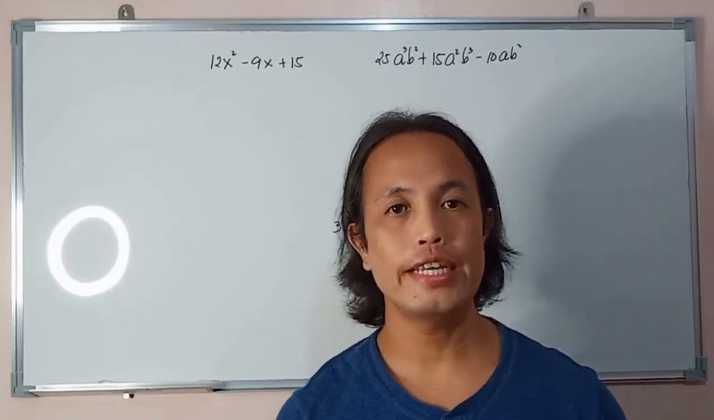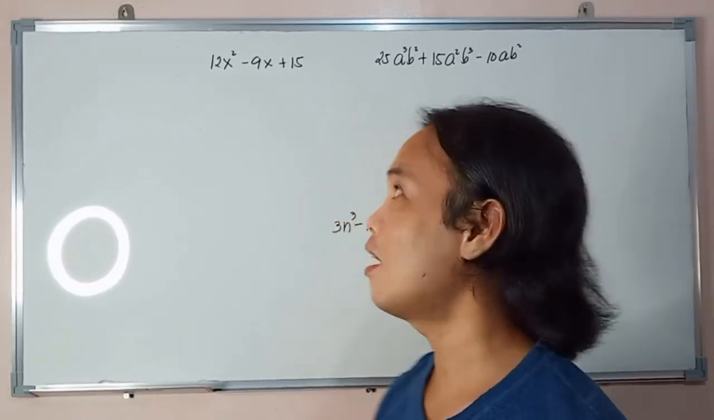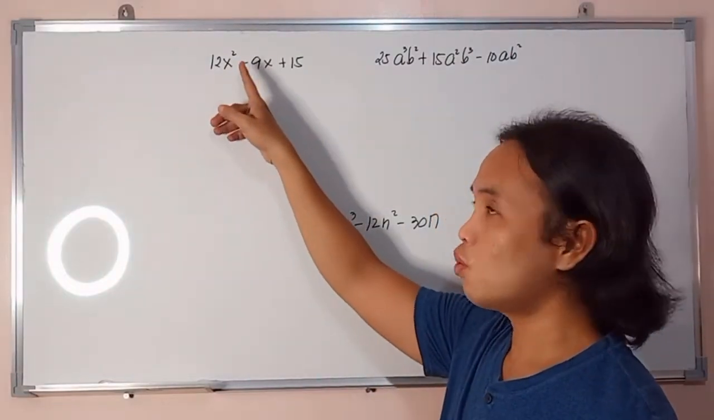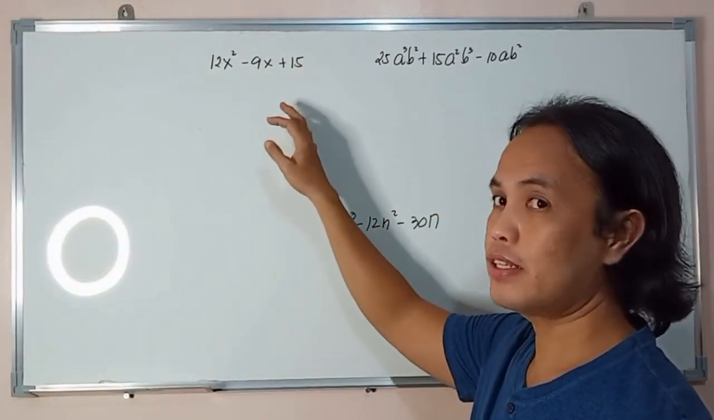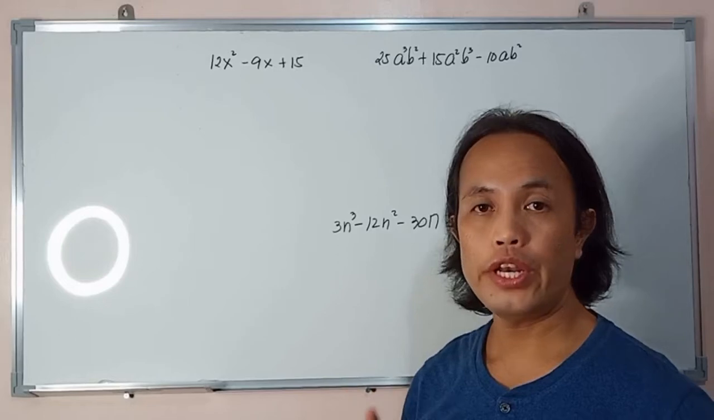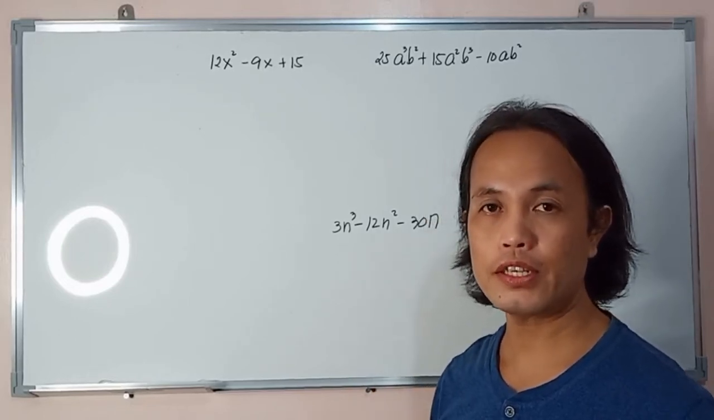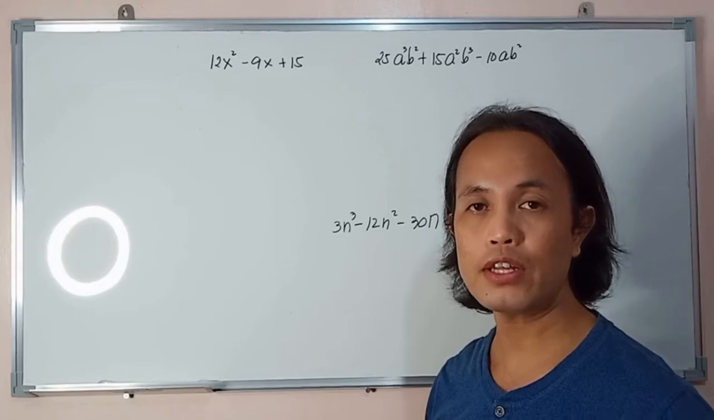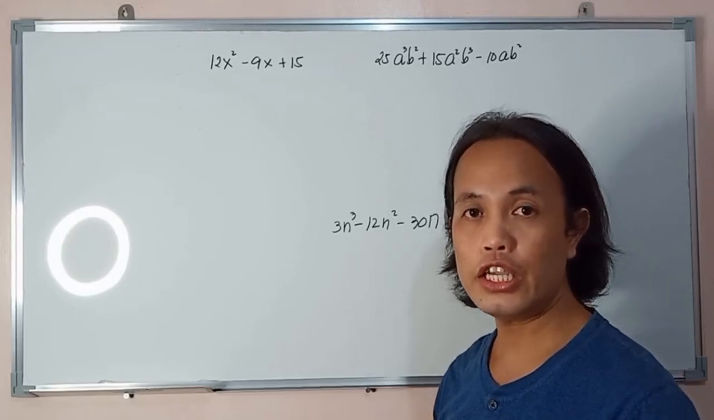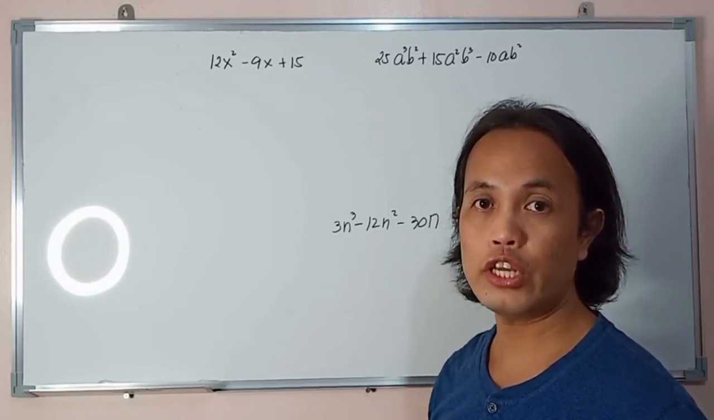How about if we are given a trinomial? Say for example, 12x squared minus 9x plus 15. So again, we need to factor out using the common monomial factor. The same process, we need to use prime factorization to factor out each of the terms. So we need to do it one by one.